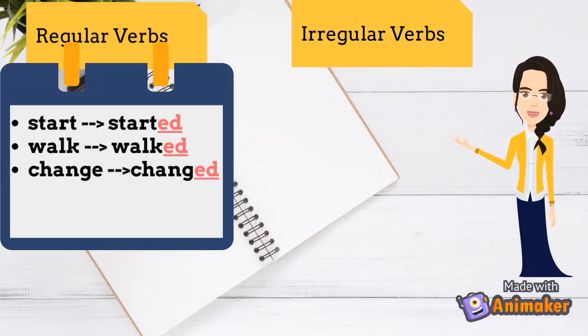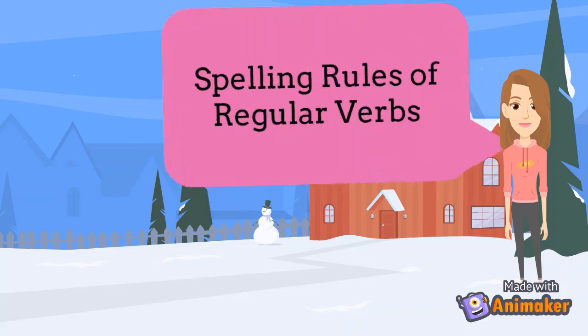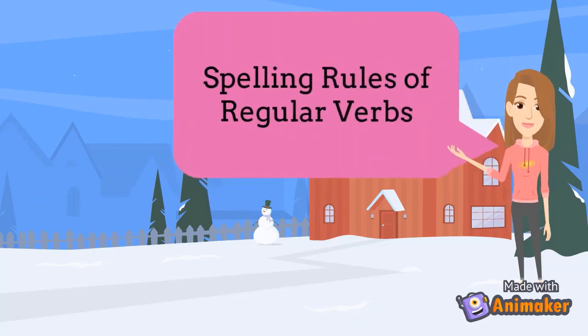Okay, so let's look at the verb. Take becomes took. As you can see, the spelling is completely different. Swim becomes swam. I swim today. I swam yesterday. Teach becomes taught. Okay, now we are going to look at the spelling rules of regular verbs.